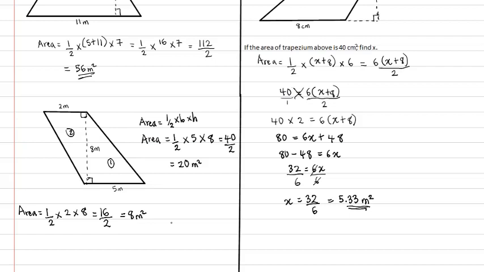But now these two triangles are joined together. So we're going to add these two answers together to get the total shape. So the total area will be 20 meters square plus 8 meter square. So adding them together, 20 plus 8 is 28 meter square. This is our final answer.